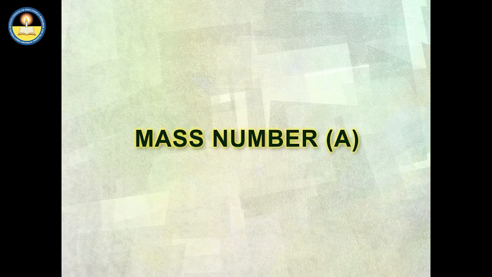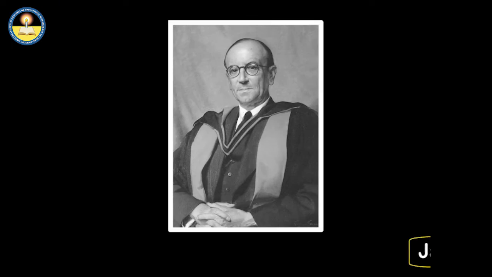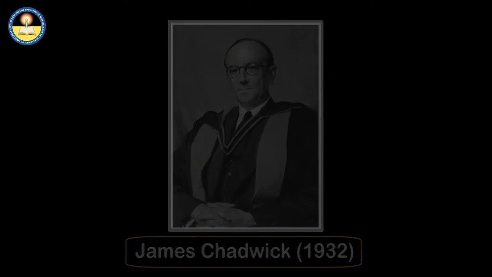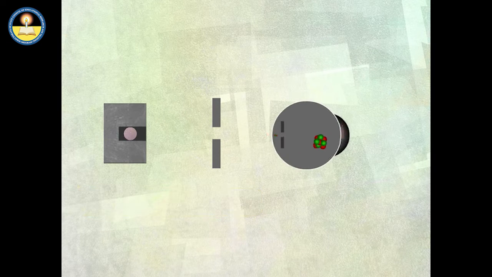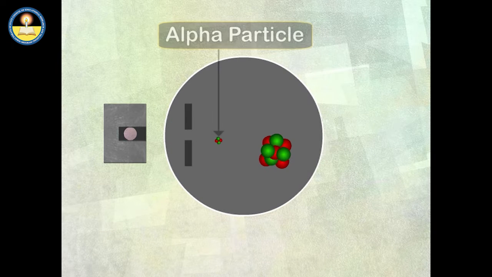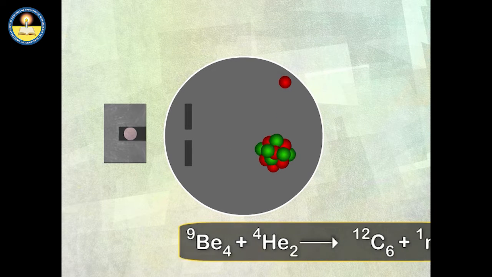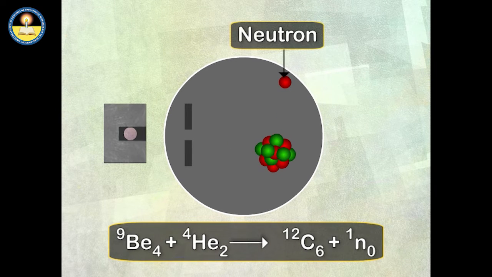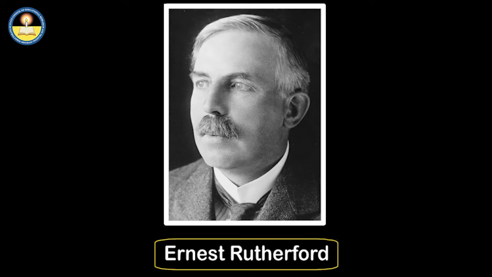Let us now learn about the mass number. The discovery of neutrons by Chadwick made it quite clear that the nucleus of an element has protons and neutrons, as well as an explanation of emission of negatively charged beta particles from nucleus and also the mass of an atom. The original prediction by Rutherford proved to be correct.